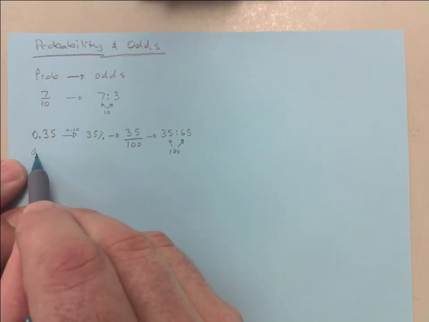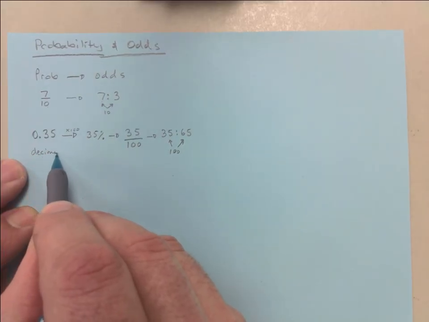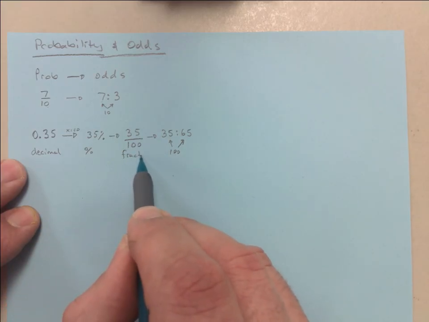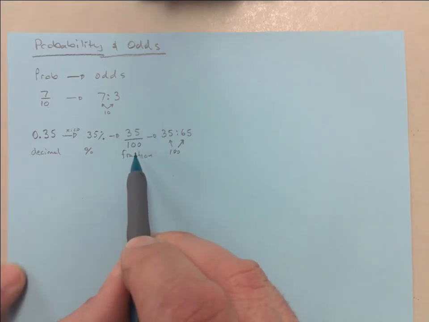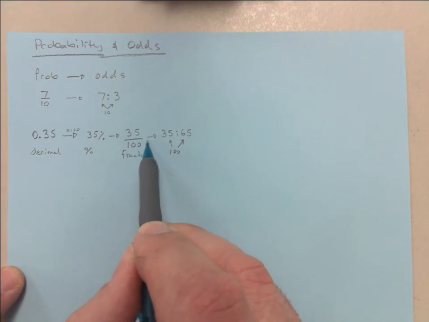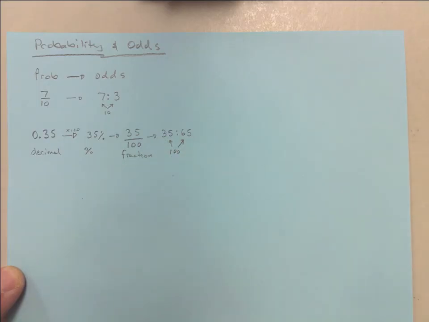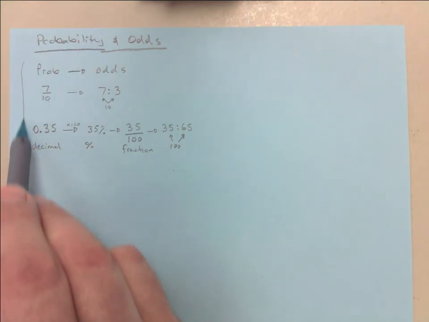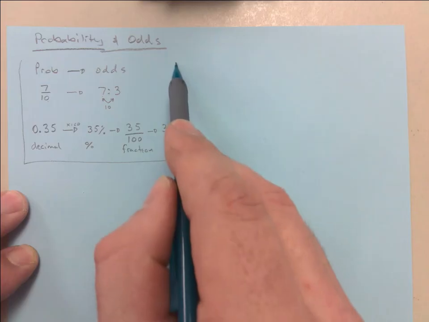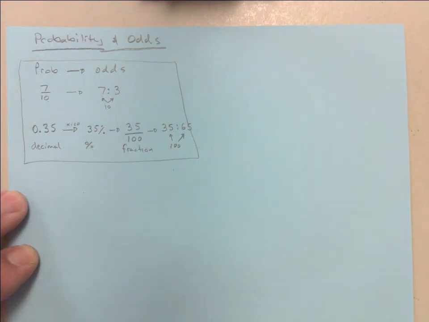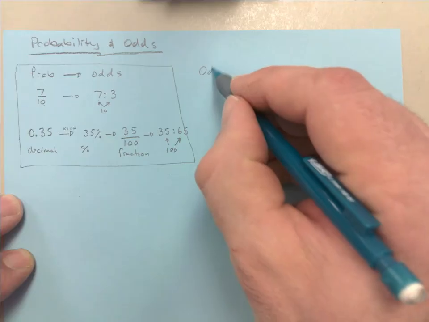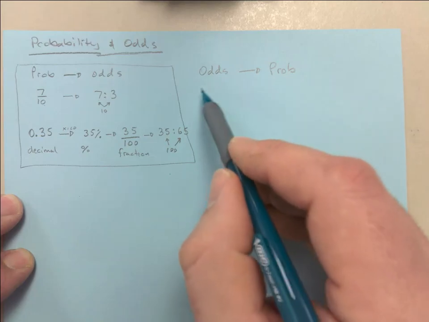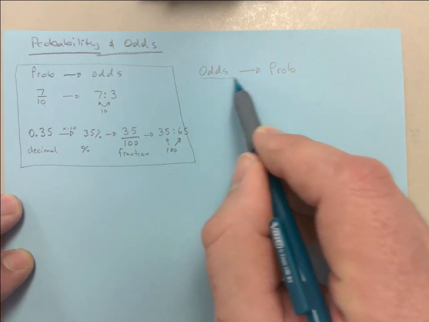So you're going from decimal to percent to fraction. I would always want you to ultimately first go to a fraction and then go into odds. Okay? So this would be like my first little box here. And then maybe next to it I would have going from odds to probability. And I would have an example here.